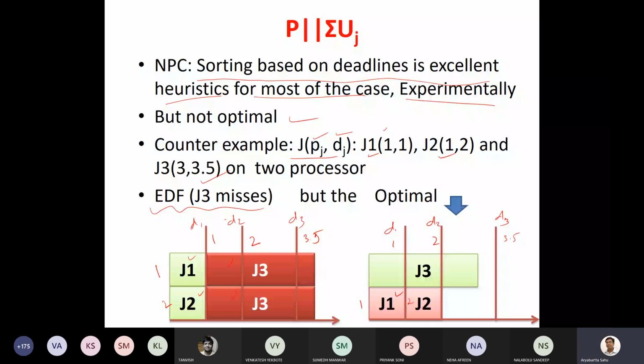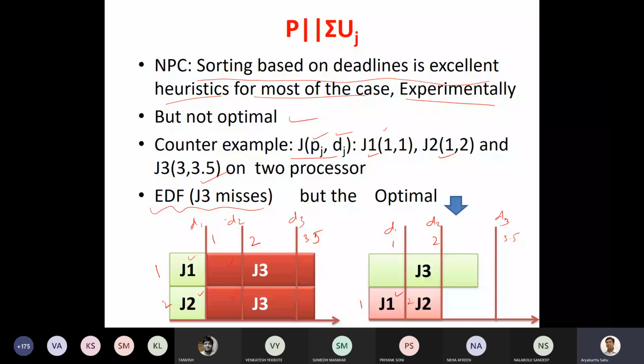But EDF actually gave very good, nice results experimentally. For most of the cases, it gave a very nice heuristic. In my research also, in many papers we use EDF, particularly sorting based on deadline, and it worked very nicely, but it is not proved to be optimal, and it is a heuristic. We are not able to prove the approximation bound also. No one is able to prove it. So this is the status.